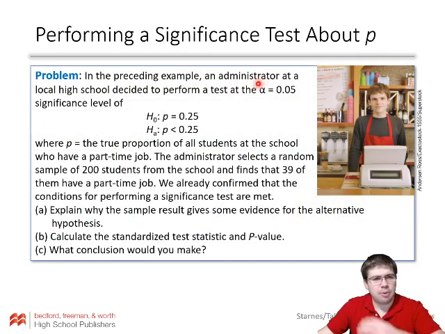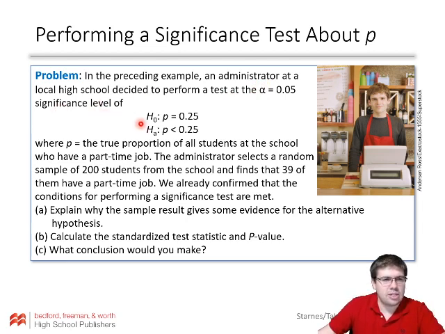In the preceding example, an administrator at the local high school decided to perform a test at the 5% significance level. The proportion is 0.25. This is the proportion that work versus less than 0.25, where p was the true proportion of all students at the school who have a part-time job. The administrator selects a random sample of 200 students from the school and finds that 39 of them have a part-time job. So we already confirmed that the conditions for performing the significance test were met. Now we're going to explain why the sample results give some evidence for the alternative hypothesis, calculate the standardized test statistic and p-value, and decide what conclusion we can make based on this.